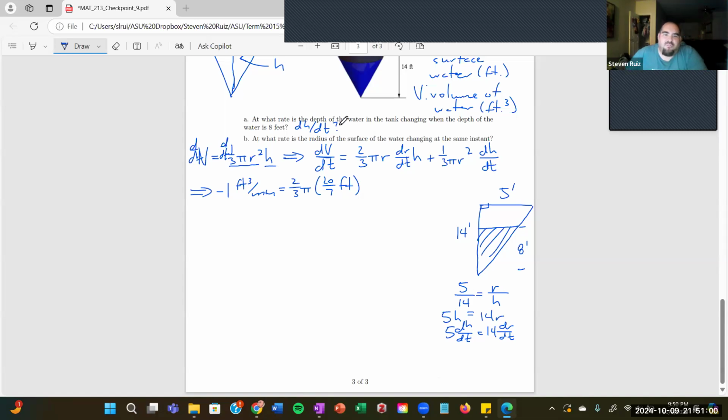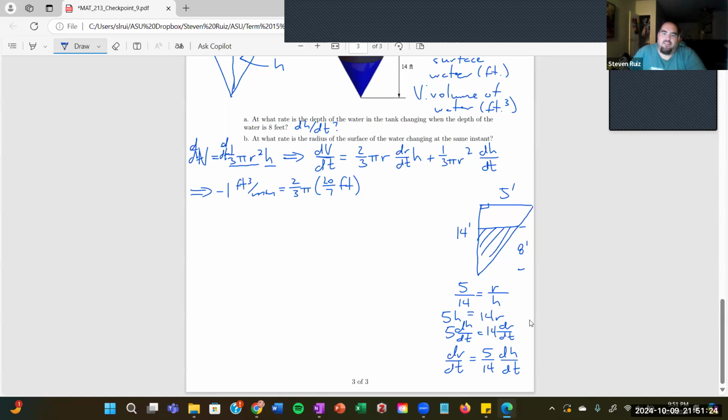Actually, what was the thing I was trying to solve for here? Oh, trying to solve for dh/dt. So because of that, I'm going to solve this for dr/dt. So from here, I can say that dr/dt is equal to 5/14 dh/dt.